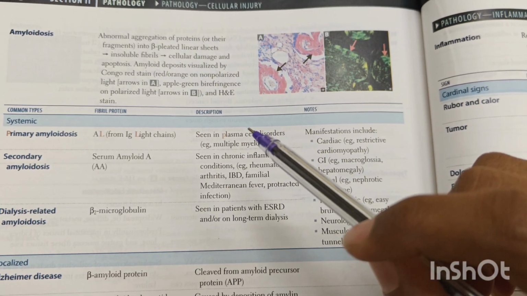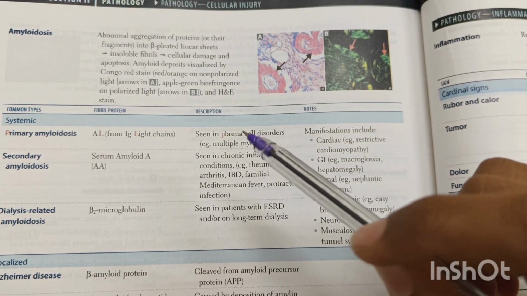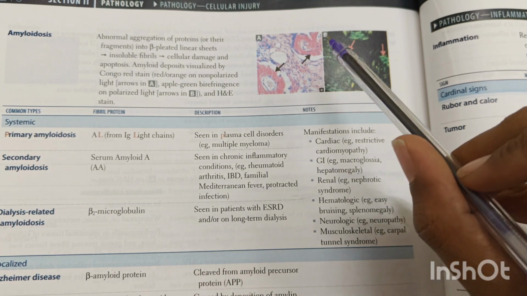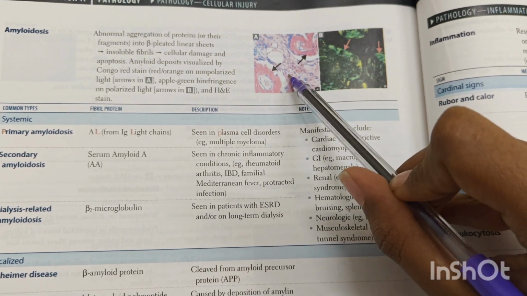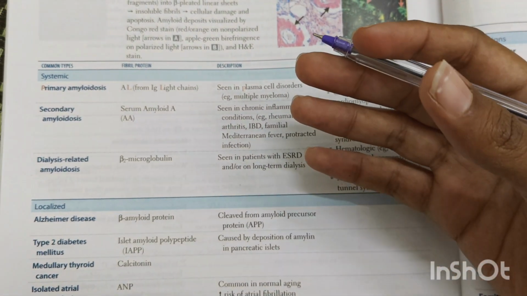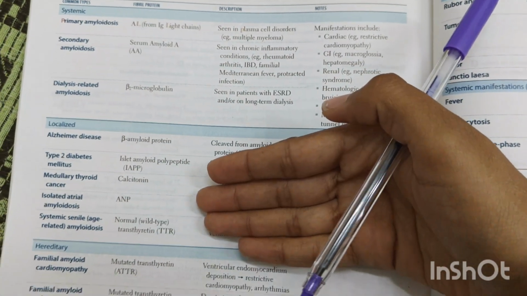We can see these amyloids by Congo red stain, and we see it under polarized light, and this shows apple green birefringence. You can see this is the apple green birefringence, and this is the Congo red stain. We can even use H&E stain. Now let us see the different types of amyloidosis. It is divided into systemic amyloidosis, localized amyloidosis and hereditary amyloidosis.